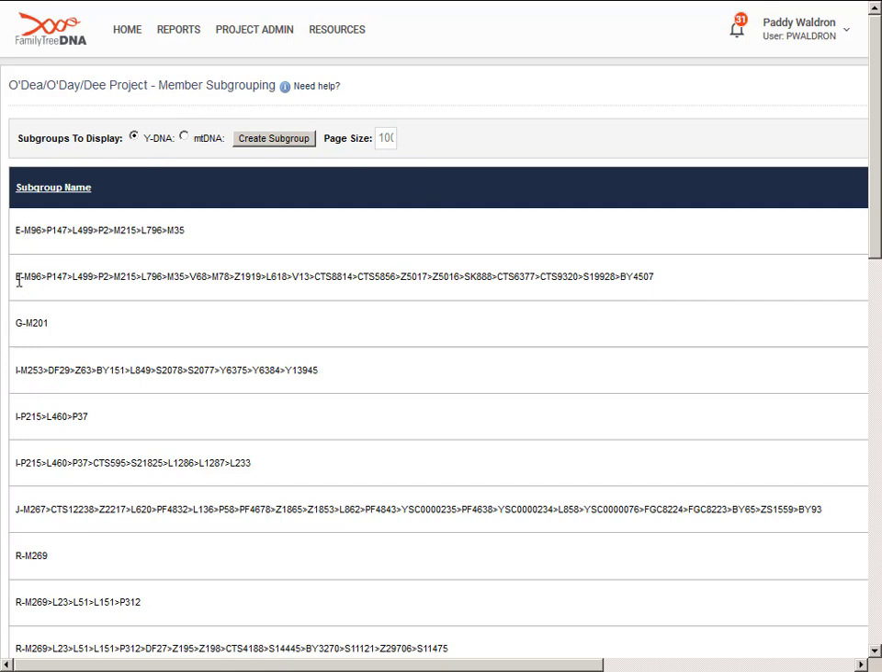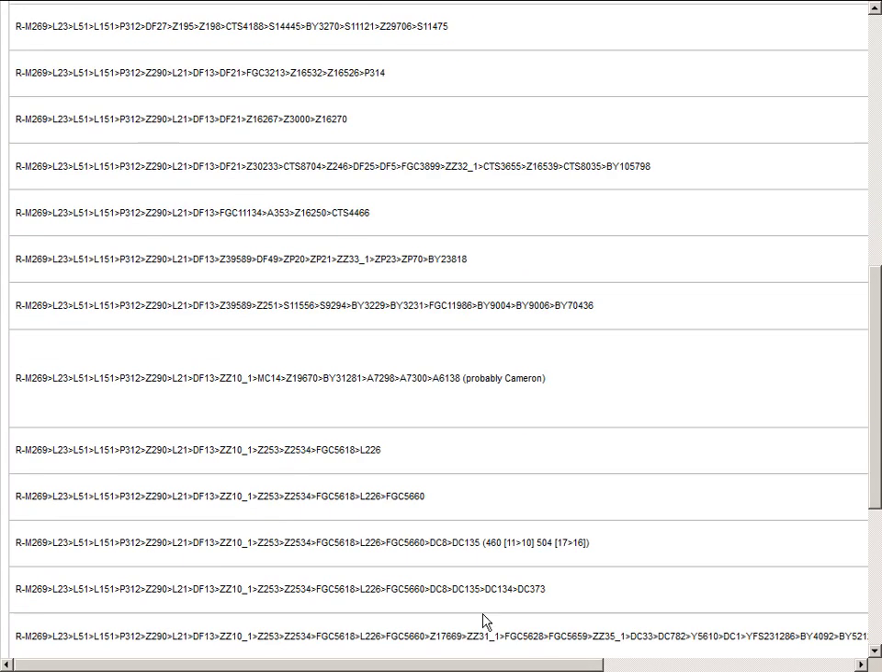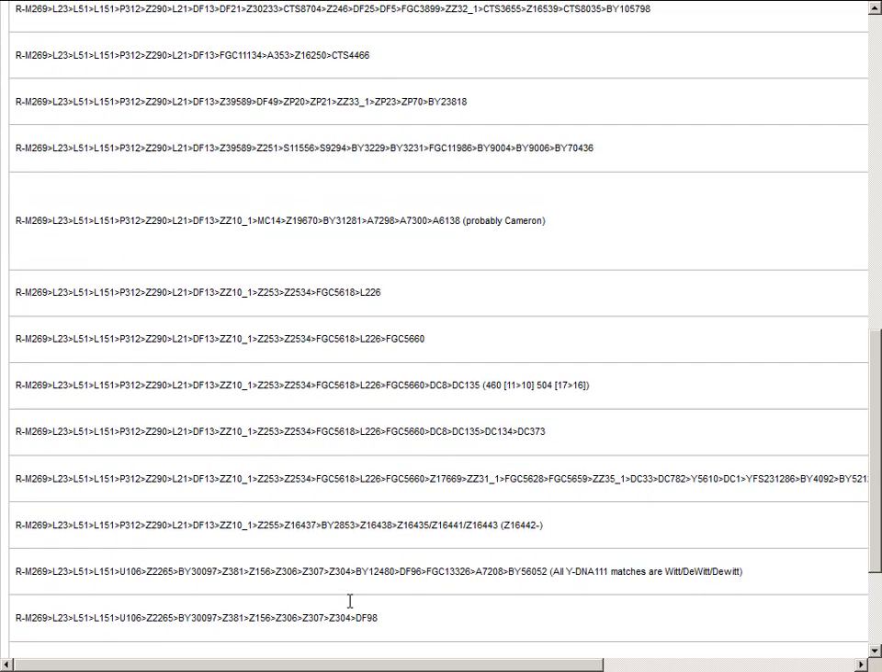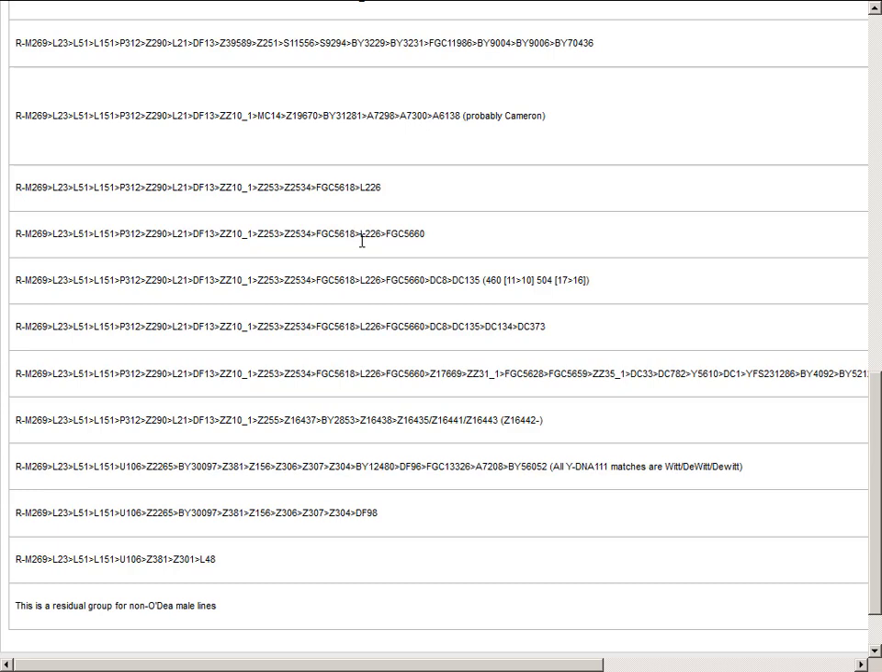tree progression. All the list of SNPs down to the most recent one, and that makes it easier to see the connections between different subgroups. So down here, where's my L226s? You can see I have all these L226 groups along here, and I can see that they're all different subgroups of L226 because L226 appears in the subgroup title.